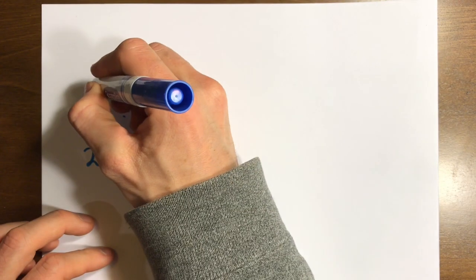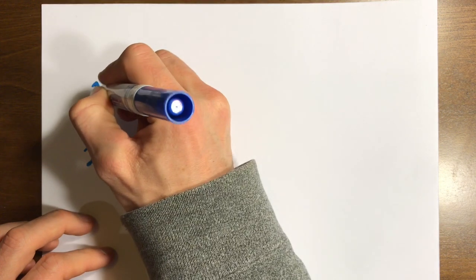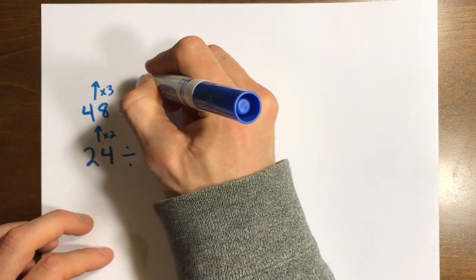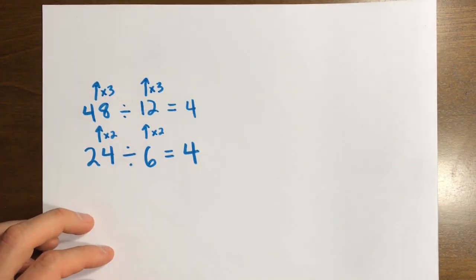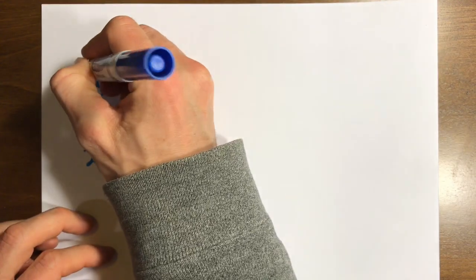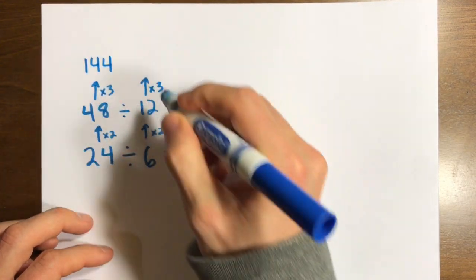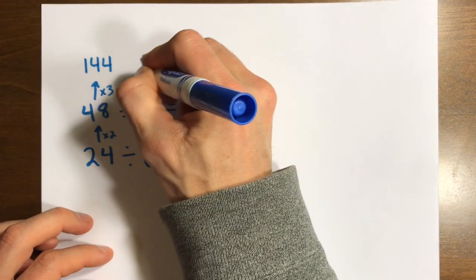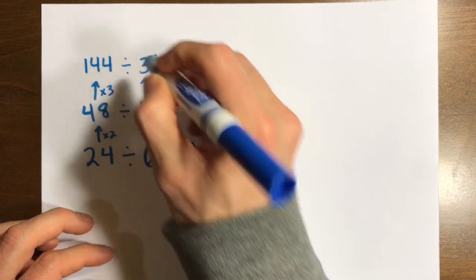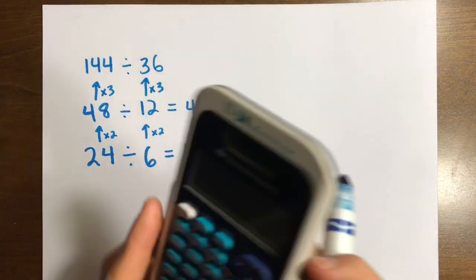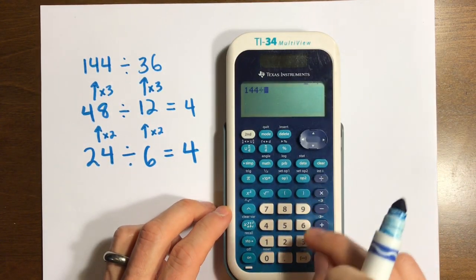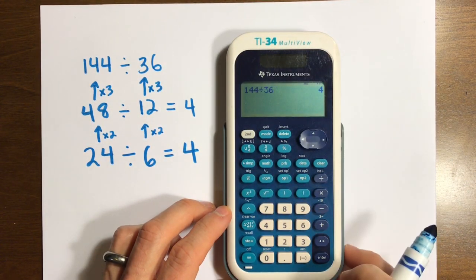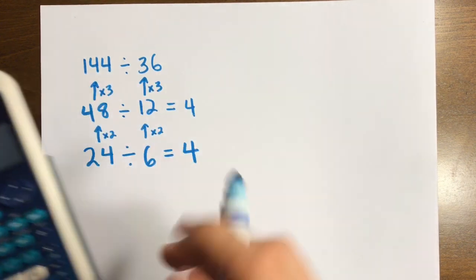We could do it again. Let's say we multiplied this by 3 and this by 3. 48 times 3, 120 plus 24, 144. And 12 times 3 is 36. Now this I can't do in my head, but we've got the trusty calculator. 144 divided by 36. Still 4.